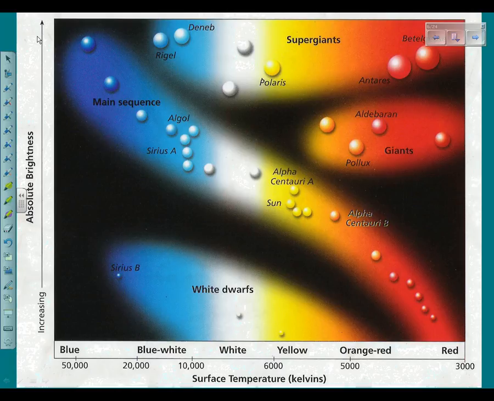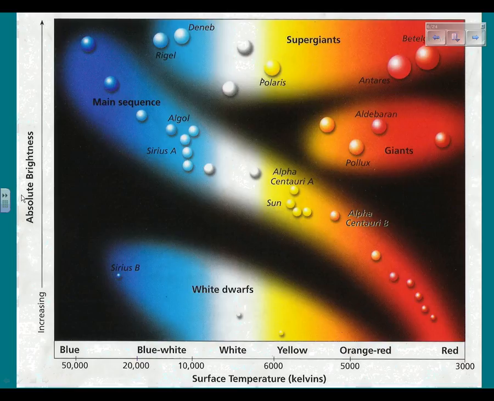On the y-axis, we have absolute brightness. It's absolute brightness, not apparent brightness. What's the brightest thing in our sky here on Earth? The sun. But that's not because it's the brightest thing out there. Right? It's because why? We're real close to it. When we talk about absolute brightness, we're talking basically about what? What will determine the absolute brightness of a star?